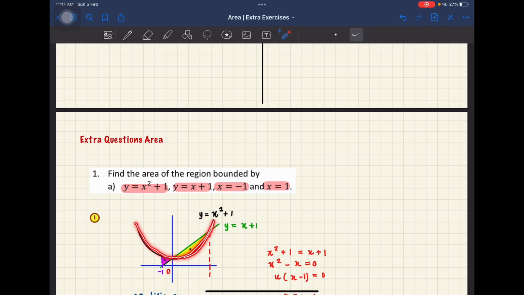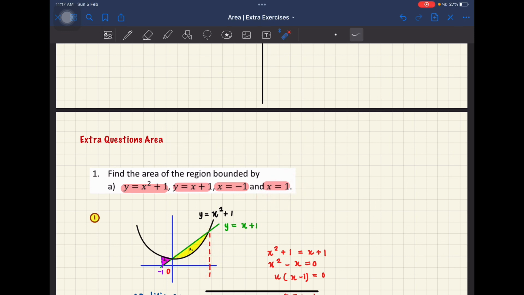Alright, and then kita ada y equals to x plus 1. X plus 1 is just a linear with a positive gradient, meaning that it goes this way. Yang warna hijau ni. Okay, and then you have x equals to negative 1. So x equals to negative 1 is this one lah. And then x equals to 1. So x equals to 1 is this one.